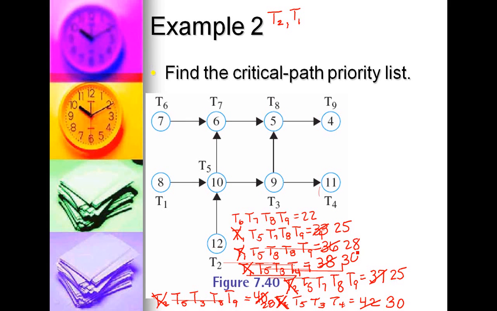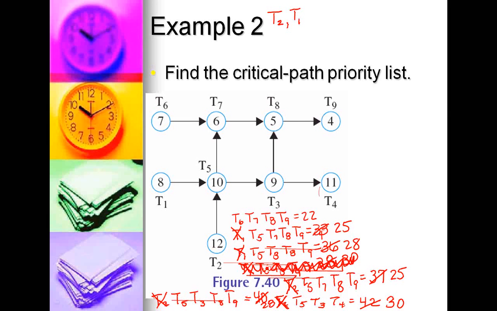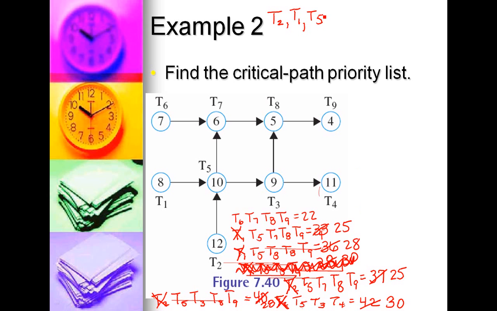Now we look again. 30 is my largest, and it's T5, T3, T4. Both of my 30s are T5, T3, T4. So what I'm going to do is I'm just going to get rid of this one because it's a duplicate. So T5 is going to be next on my list. And I'm going to go through, and wherever I see T5, I'm going to eliminate it.